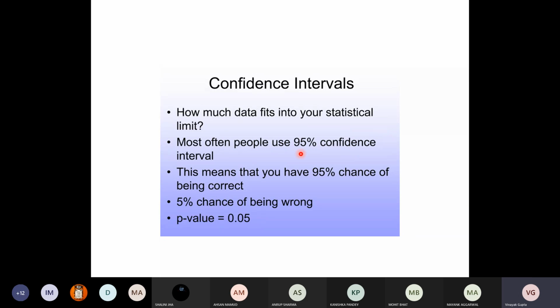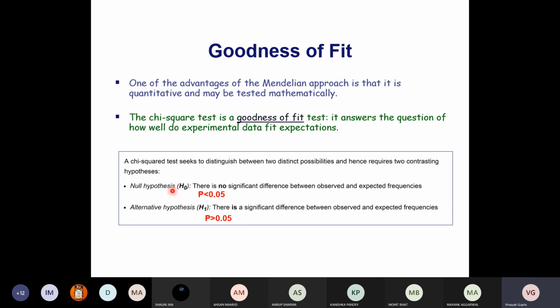Most of the people use 95% confidence interval. That means there is a 95% chance that whatever you are observing is correct. Only a 5% chance is there for this to be wrong. So that is the meaning of p value equal to 0.05. So here your null hypothesis is accepted when your p value is less than 0.05. That means there is no significant difference between the observed and expected frequency. You can say that yes, it is following Mendel's monohybrid cross or Mendel's dihybrid cross.